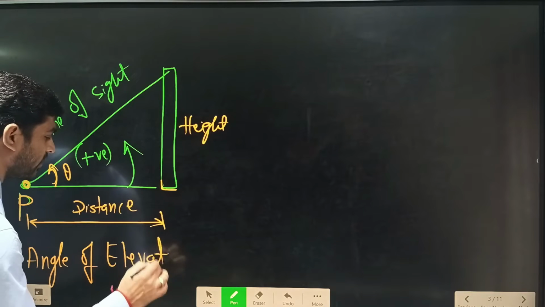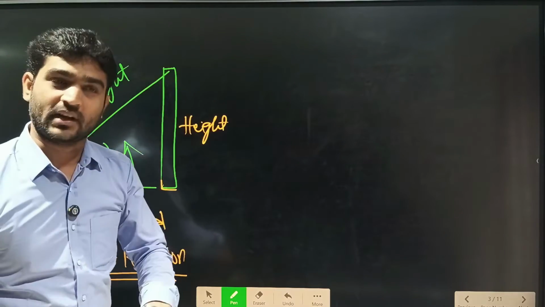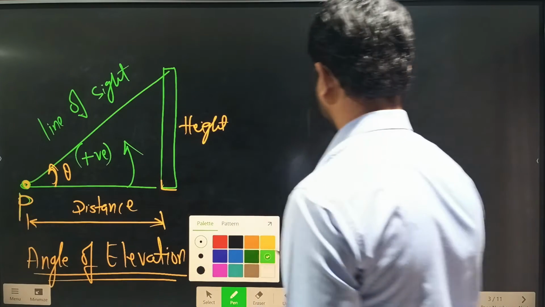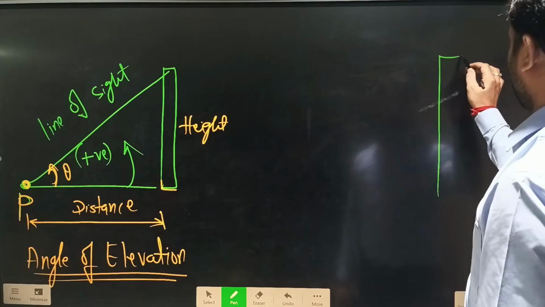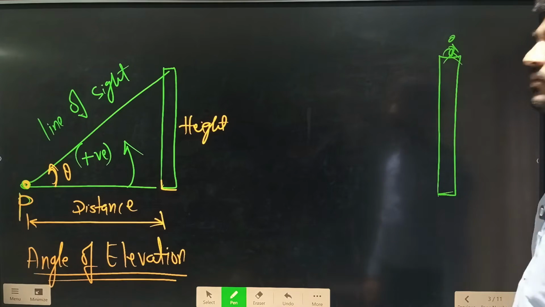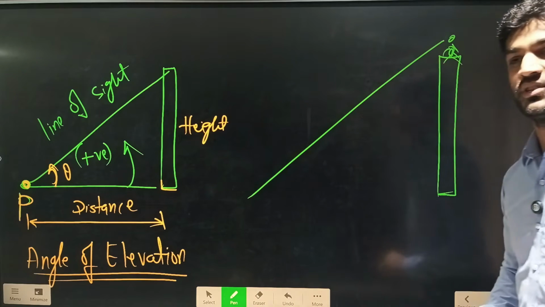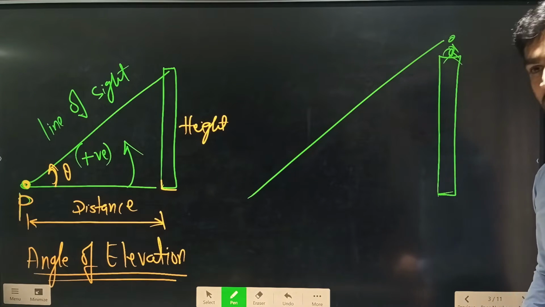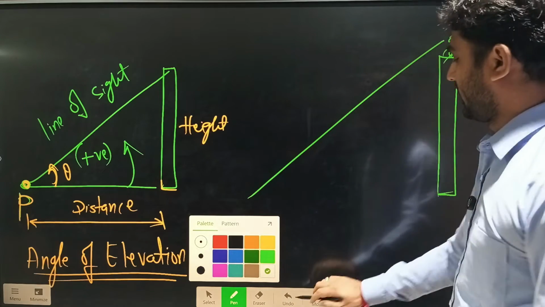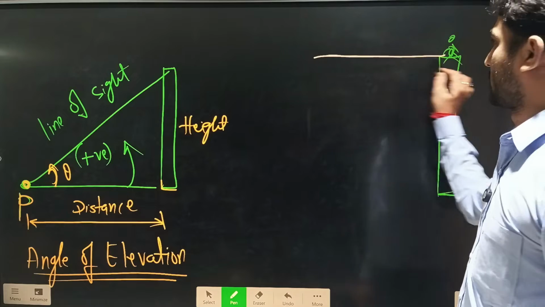Elevation, hope it's clear. Looking upward from here is the angle at the top. Suppose for example this is a building and the person is standing here. From here he is looking downwards, looking towards the bottom. Then what may happen? There is a line here, this is a horizontal line.